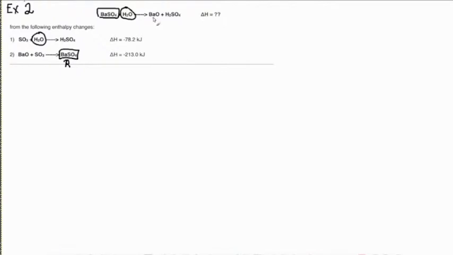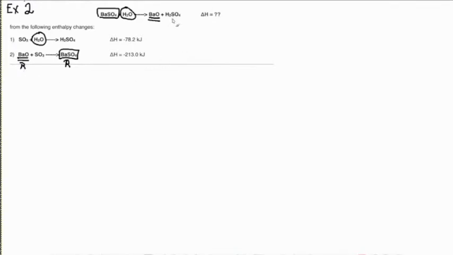We have barium oxide on the product side. So I'll put maybe 2 lines under that. Over here we have barium oxide. It's on the reactant side, so that too needs to be reversed.